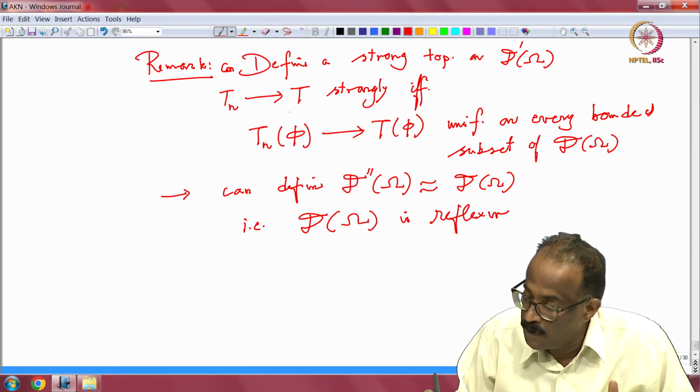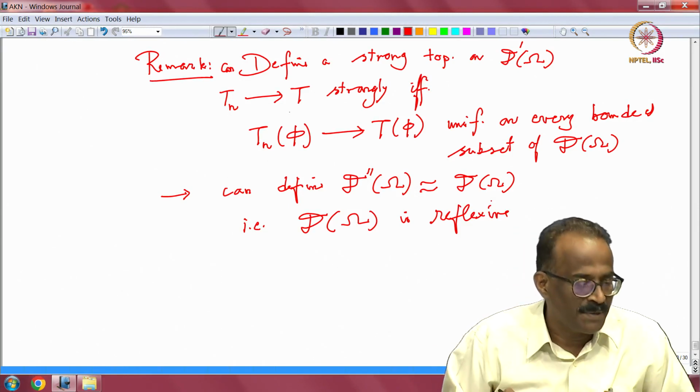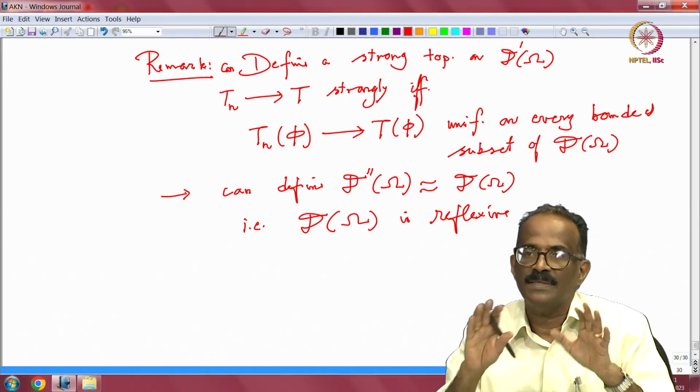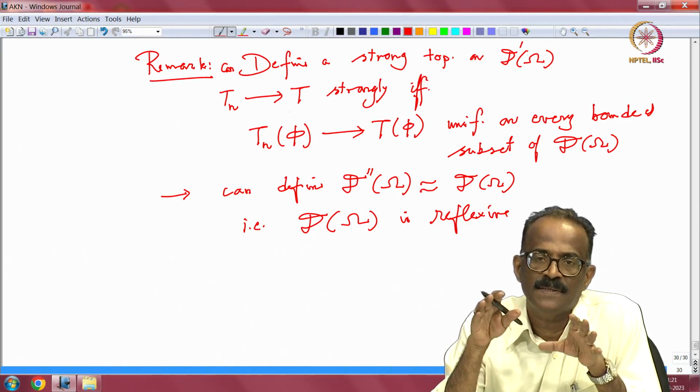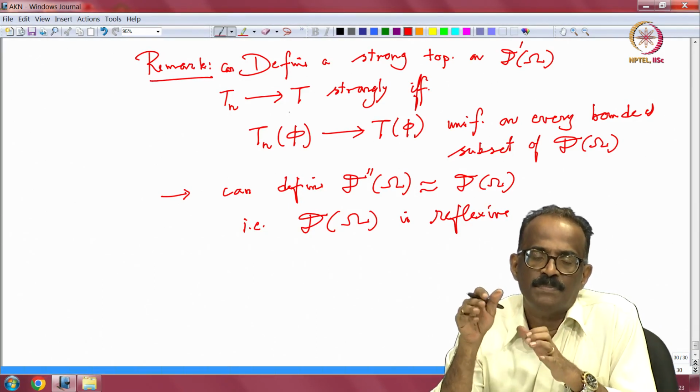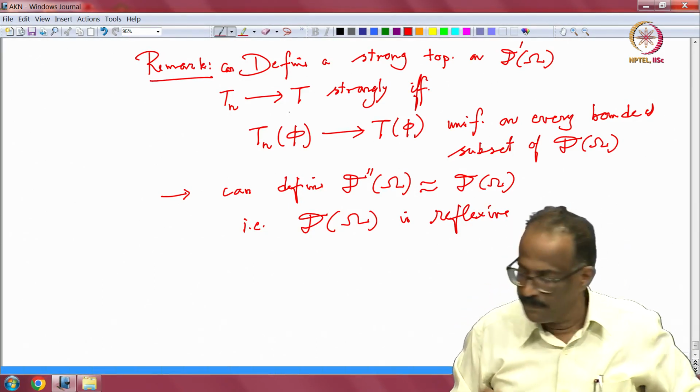Okay. So, the only thing is that it is not metrizable, all other things satisfy. So, D(Omega) is a nice space except for the metrizability.